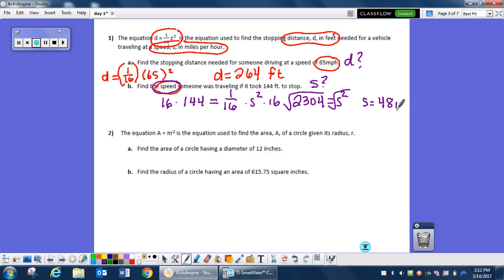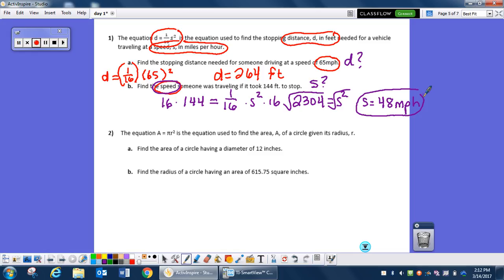Now before, when we had the 12, we gave a -12, but because we are in speed, you can't have a negative speed, we only need the positive. So that would be 48 miles per hour. It would take you 144 feet to stop.